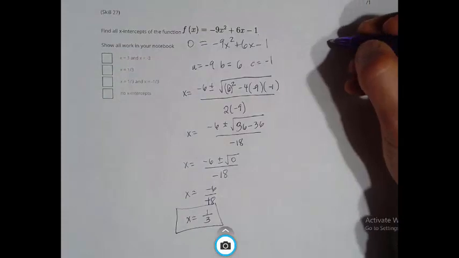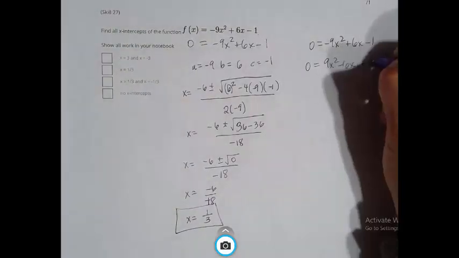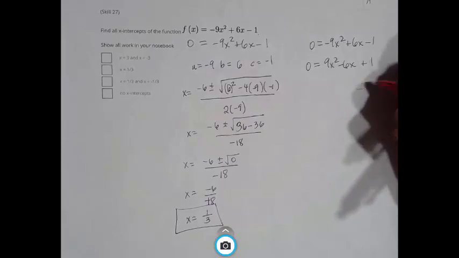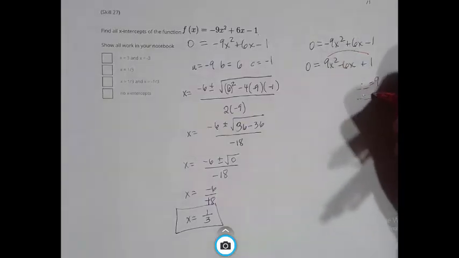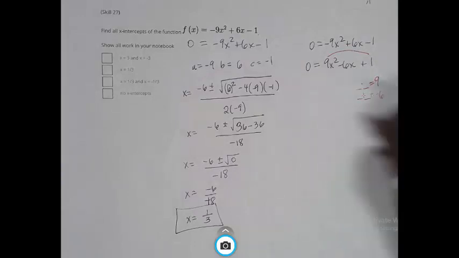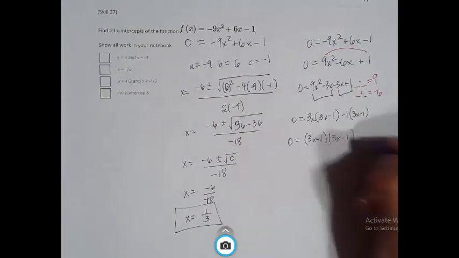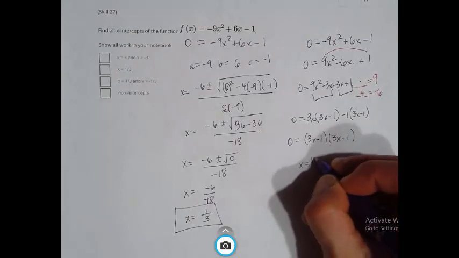Let's do this by factoring as well. I'm going to multiply everything by negative 1 first. Now, you might see right off the bat that this is a perfect square trinomial, but suppose you didn't. I'm looking for two numbers that multiply to make 9, because 9 times 1, and add to make negative 6. That's got to be negative 3 and negative 3. And then we group. You'll notice that the factors are both the same. They both give us the solution, x equals 1/3.